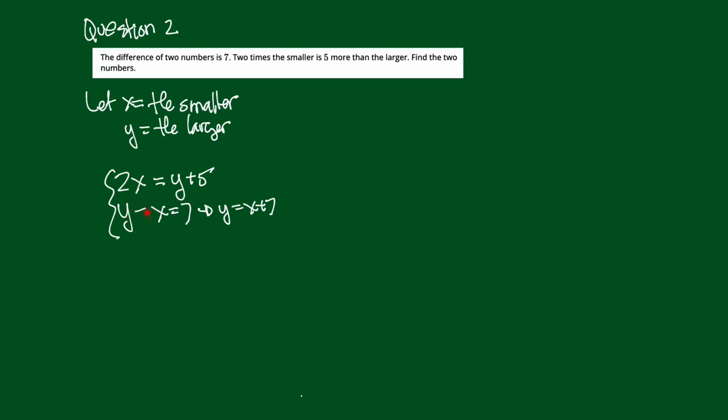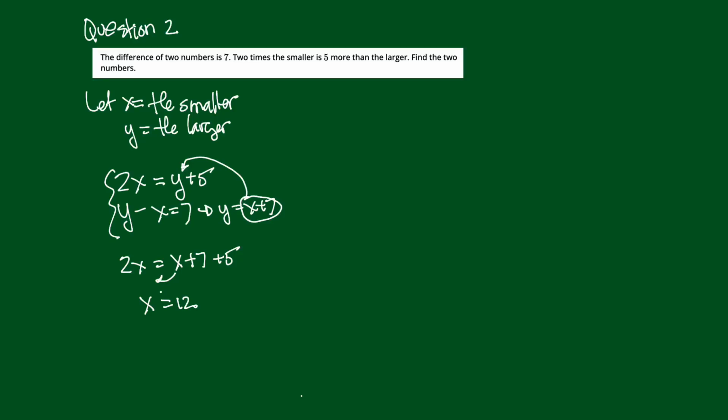This equation here, I can solve for y, right? Just add x to both sides. So here's what I get: y is equal to x plus 7. So I'm going to take that x plus 7 and put it in for y right here. We will get 2x equals y, but y is x plus 7, and then the plus 5. Now, let's subtract x. So I'll get 2x minus x is x equals 12. All right, so I got x equals 12.